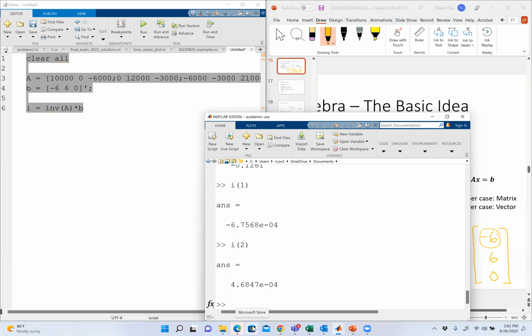You guys will have an example. You've got a mesh or a nodal problem on homework too, that you have to solve this way. All right.